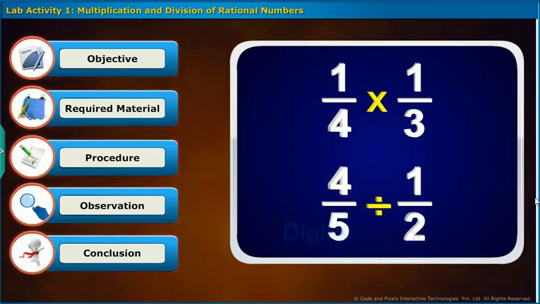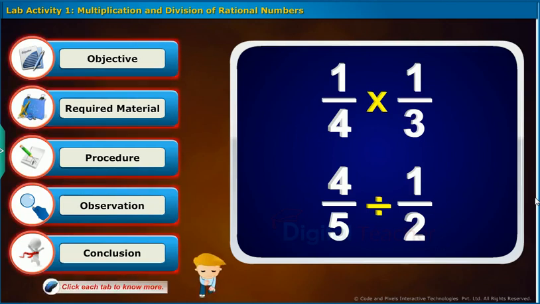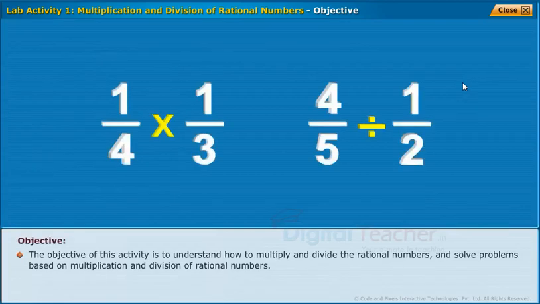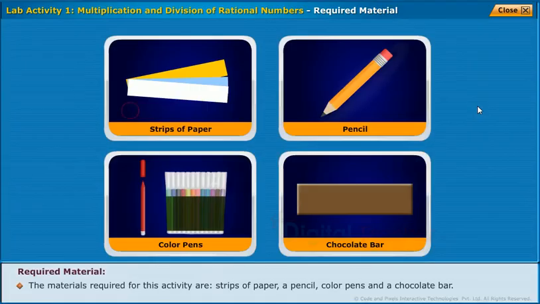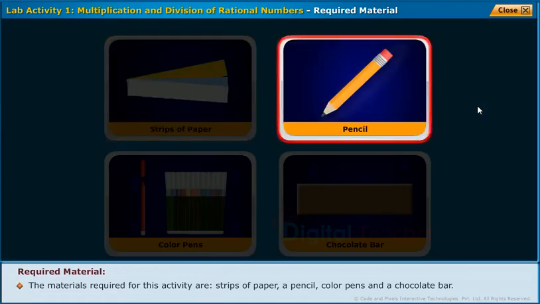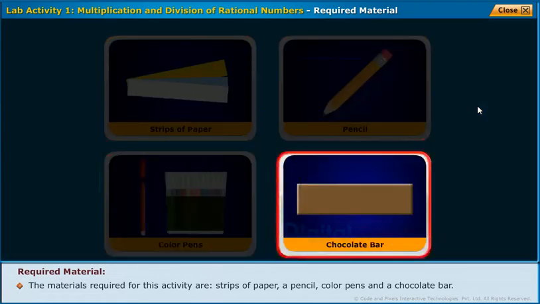Let us do a lab activity on multiplication and division of rational numbers. Click each tab to know more. The objective of this activity is to understand how to multiply and divide the rational numbers and solve problems based on multiplication and division of rational numbers. The materials required for this activity are strips of paper, a pencil, color pens, and a chocolate bar.